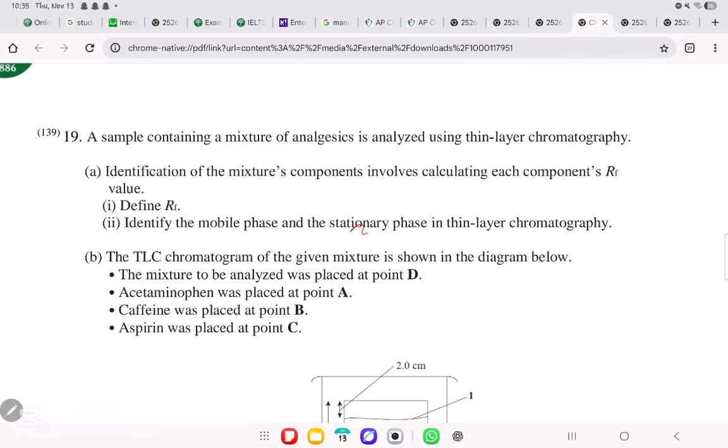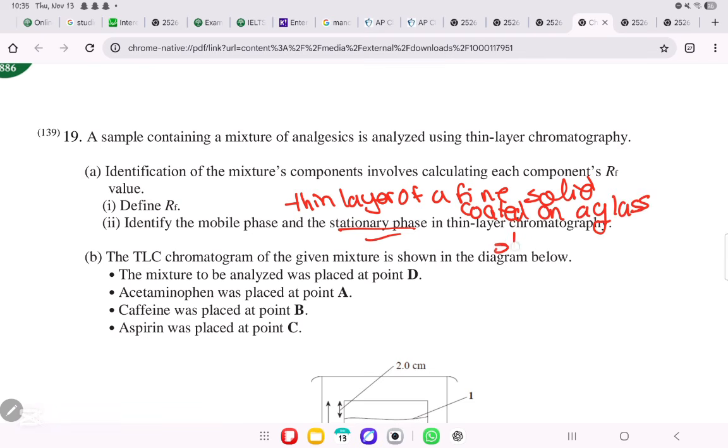In the answer key, they said that the stationary phase is a thin layer of a fine solid. So thin layer of a fine solid. You can specify to be more specific, usually silica, which is SiO2, or alumina, Al2O3, coated on a glass slide or metal plate. So if they ask you what's a stationary phase, it's a thin layer of a fine solid coated on a glass slide or a metal plate.